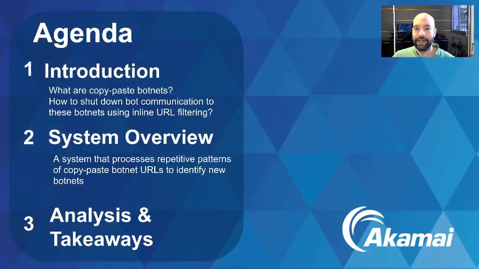The agenda of the talk has three parts. In the first part, we'll define the term of copy-paste botnets, and then we'll discuss how to possibly shut down botnet communication to these botnets using inline URL filtering. In the second part, I'll display a system overview of a system that processes repetitive patterns of copy-paste botnet URLs to identify new botnets and shut down their communication. Lastly, I'll hand over the stage to Jordan to discuss the analysis of the system and the takeaways.